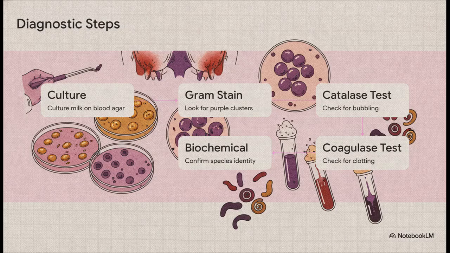First, you culture it on blood agar for a day or two at around 37 degrees Celsius. If you spot smooth, opaque, sometimes golden yellow colonies, you hit it with a gram stain to check for those purple grape clusters. But looks aren't everything, right? We need biochemical proof. That means moving on to the Catalase and Coagulase tests to lock down the ID.